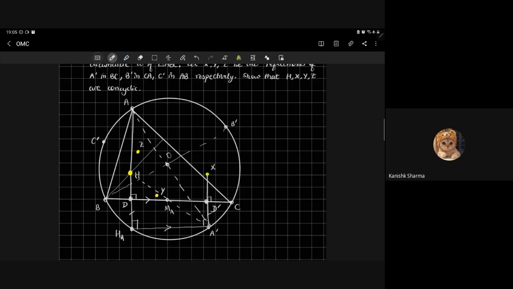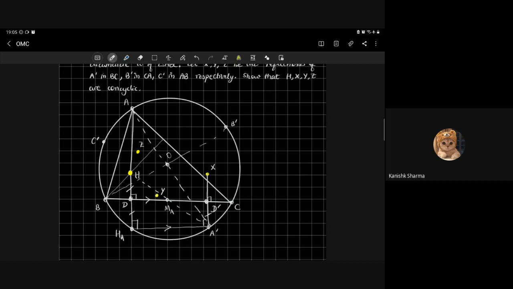These two lengths are equivalent. That's just because they are parallel, right? The distances between the lines are equal. Correct. Now, H sub A is the reflection of H about BC. So HD is also equal to D H sub A, right?